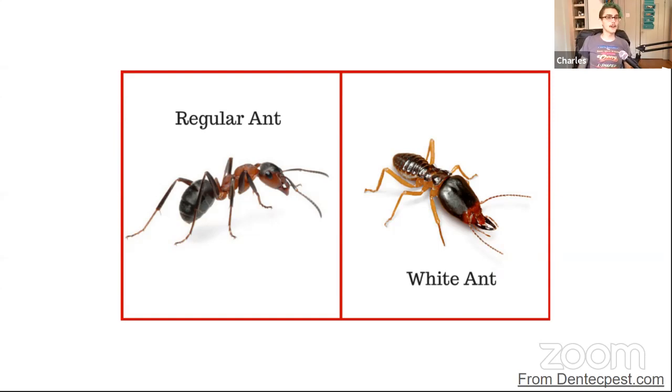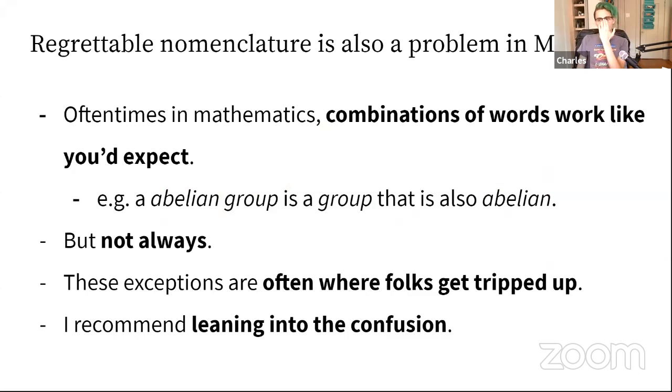So for various reasons, these names have been attached to these things, despite the fact that they aren't natural. They don't come about the way you might expect. This kind of regrettable nomenclature is also a problem in mathematics and machine learning. Really, most of the time in math, combinations of words work like you'd expect. So if I tell you that I have an abelian group, if you know what group and abelian mean, then you could say, oh, that is probably a group that is also abelian. And you would in fact be right, but not always.